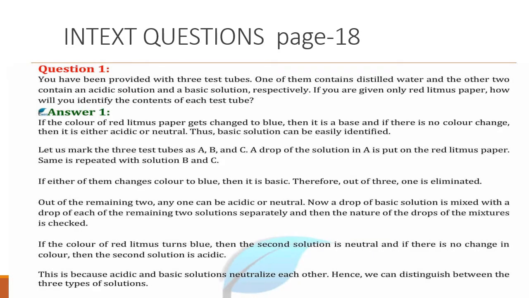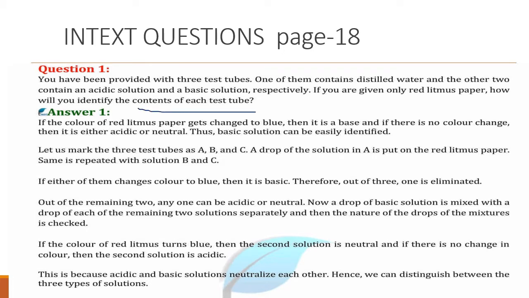Now the question from in-text questions, page number 18. Question 1. You have been provided with 3 test tubes. One of them contains distilled water and the other 2 contain an acidic solution and a basic solution respectively. If you are given only red litmus paper, how will you identify the contents in each of the test tubes?